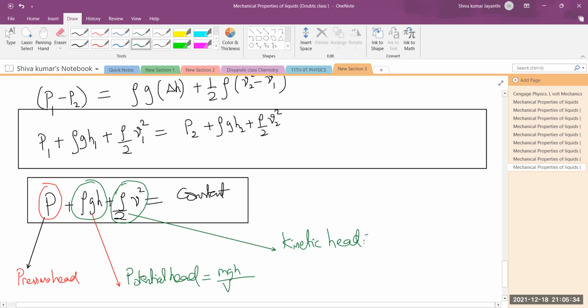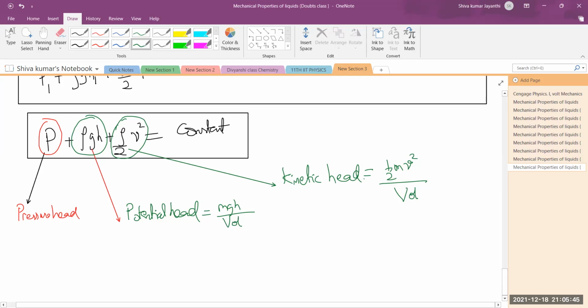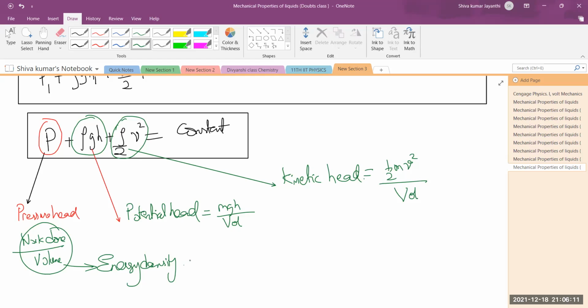Here, kinetic head means half m v square divided by volume. This is velocity. Don't get confused. This is volume. I will better write it as Vol. Don't get confused. Pressure head means work done, basically work done by volume. This is also called energy density. Another name for this is energy density or work density. There are several names like that. Understood? This is called the basic equation of Bernoulli's equation.